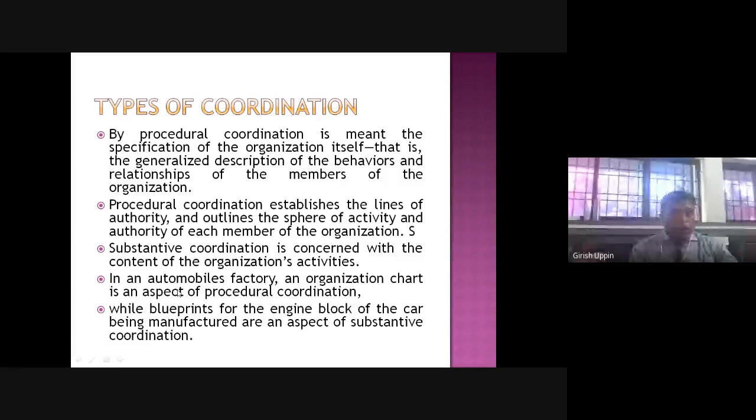Here is the example. In an automobile factory, an organization chart is an aspect of procedural coordination. The organization chart gives all the human resources and how their authority is. You have the CEO, under him vice presidents, senior directors, and that is the organization chart, which is an example of procedural coordination. While blueprints for the engine block of the car being manufactured are an aspect of substantive coordination, because it is content. Blueprint is content information, that is substantive coordination.